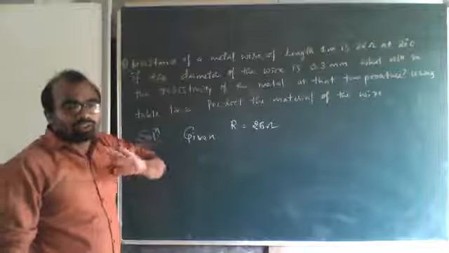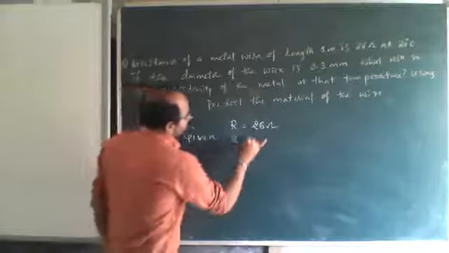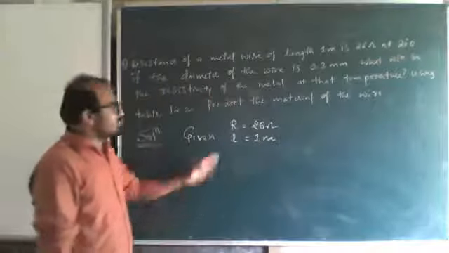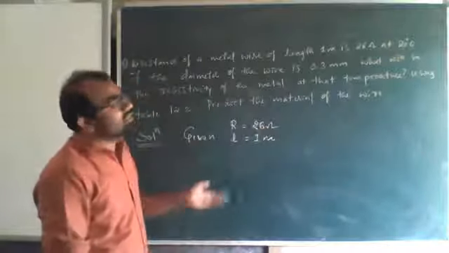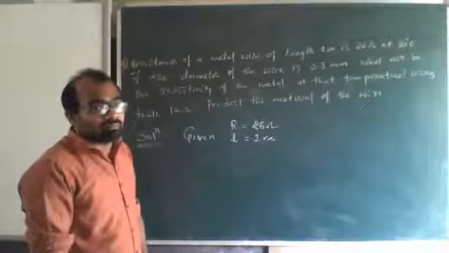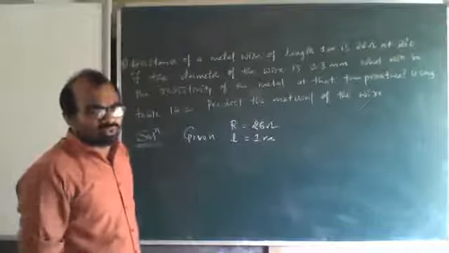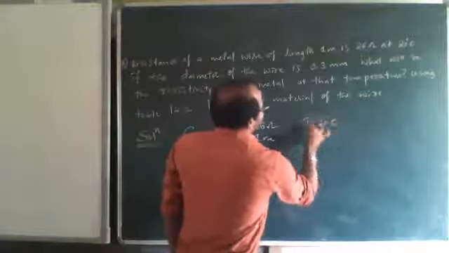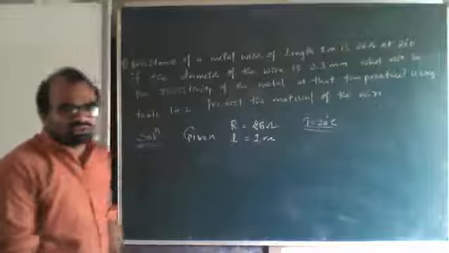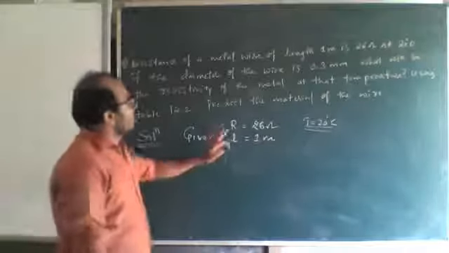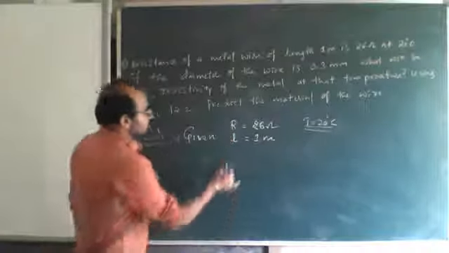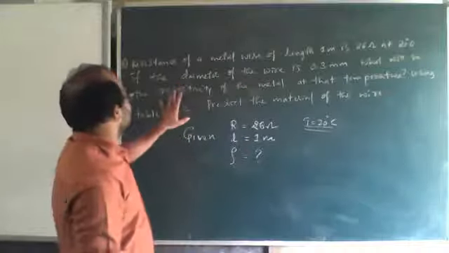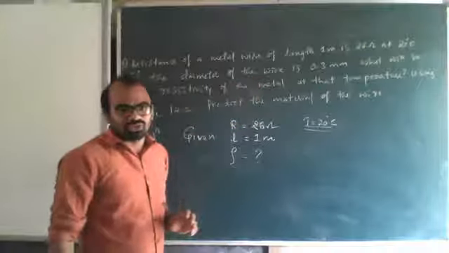Of length 1 meter. That means length they have given as 1 meter. Resistance is 26 ohm at 20 degrees Celsius. Temperature they have given is kept constant, so there is no need to write the temperature. Even if you want to write it, keep it separate. If they have not changed the temperature, it is okay. So R they have given, L they have given. We just need to find the resistivity. They have asked what will be the resistivity of the metal at that temperature.